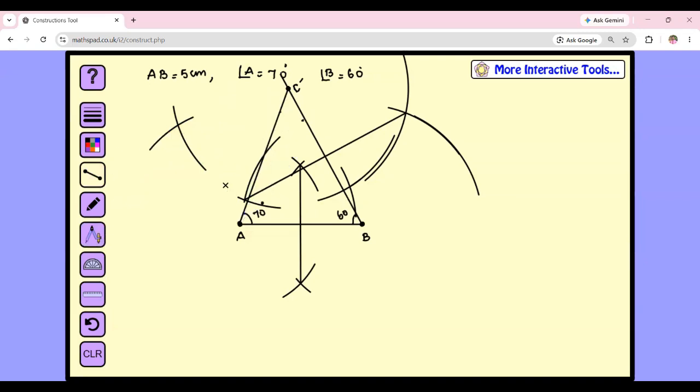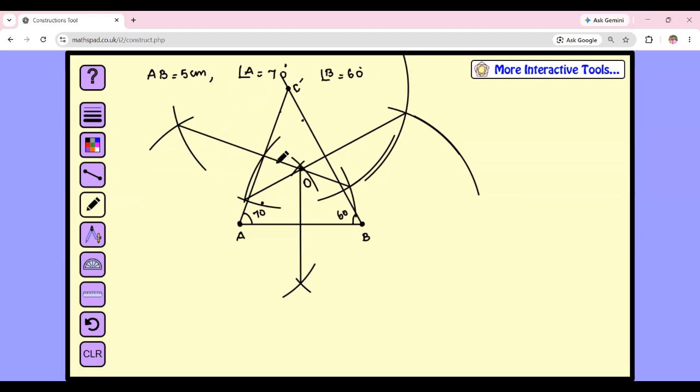Now I can just join the points. This is one point and this is another point. Join them. Now, where the three perpendicular bisectors are intersecting, for me it is here. I can take this point as O. Now this is our circumcenter.